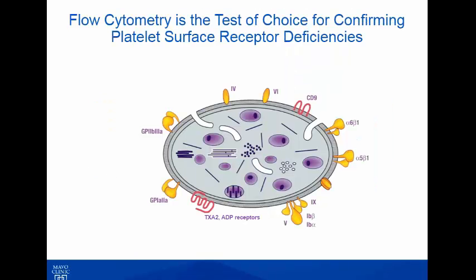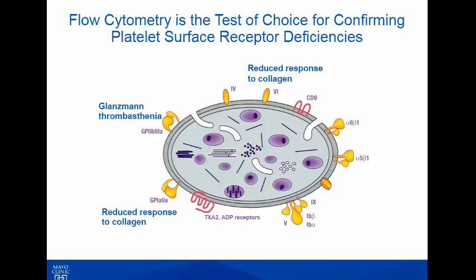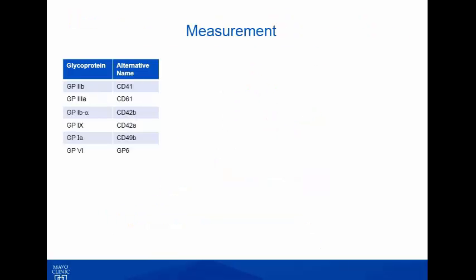Very briefly about flow cytometry study of platelets. So we already know these, mainly the three diseases this test can cover: Glanzmann thrombasthenia due to GP2B3A deficiency, decreased collagen receptors GP6 and GP1A2A, and also Bernard-Soulier syndrome due to the GP1B9 deficiency. So recently we validated and implemented this flow cytometry glycoprotein profile.